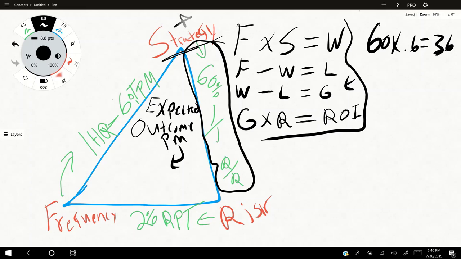36 is the number of wins we're going to have. Now we have to do 60 minus 36, or F minus W, which is going to give us our losses, which is 24. We have to then do wins minus losses, which is going to be 36 minus our 24. This is going to equal our gain. What is 36 minus 24?